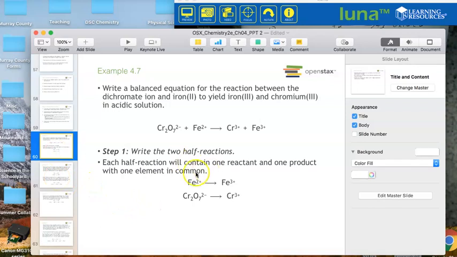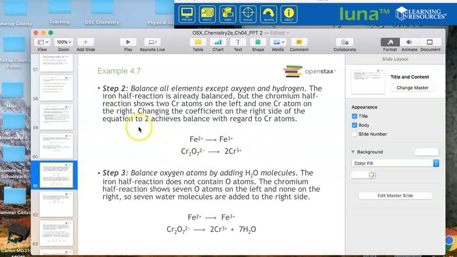All right, so here, step 1, write the half reactions. We did that on paper. Next step, balance all the elements except oxygen and hydrogen.